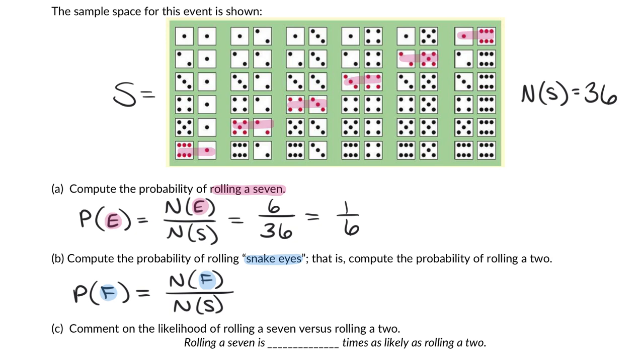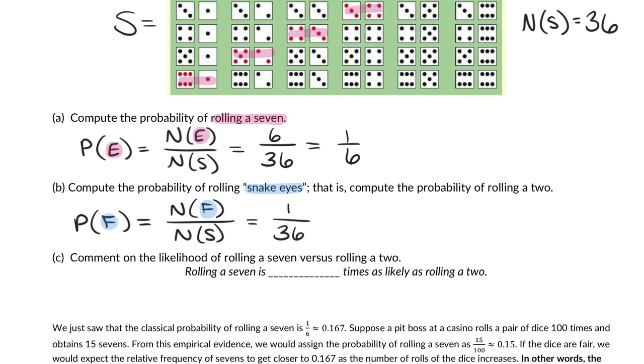So how many ways can I roll 2? There's only one way to roll the number 2. So my probability would become 1 over the number of items in the sample space, which is 1 over 36. You have a 1 in 36 chance of rolling snake eyes. So if we compare these, rolling a 7 is how many times more likely than rolling a 2?